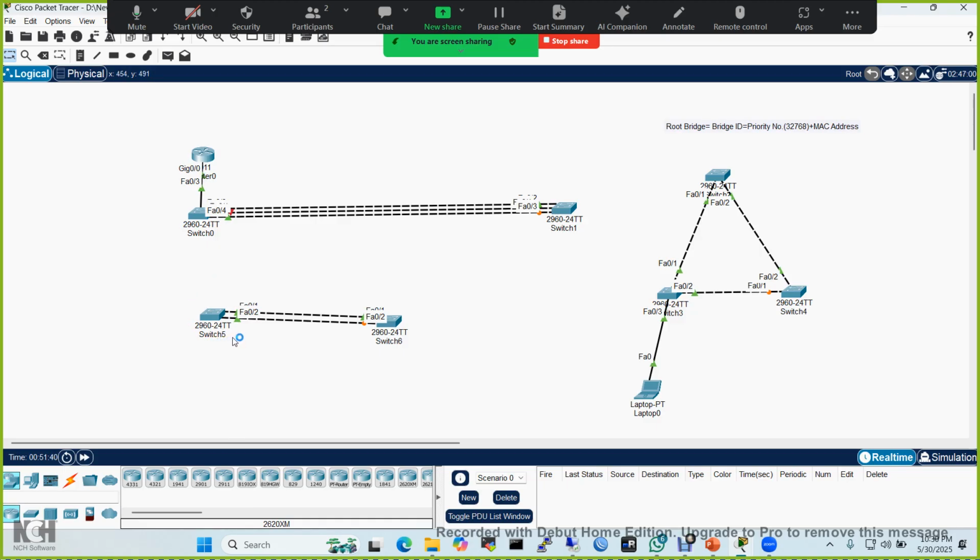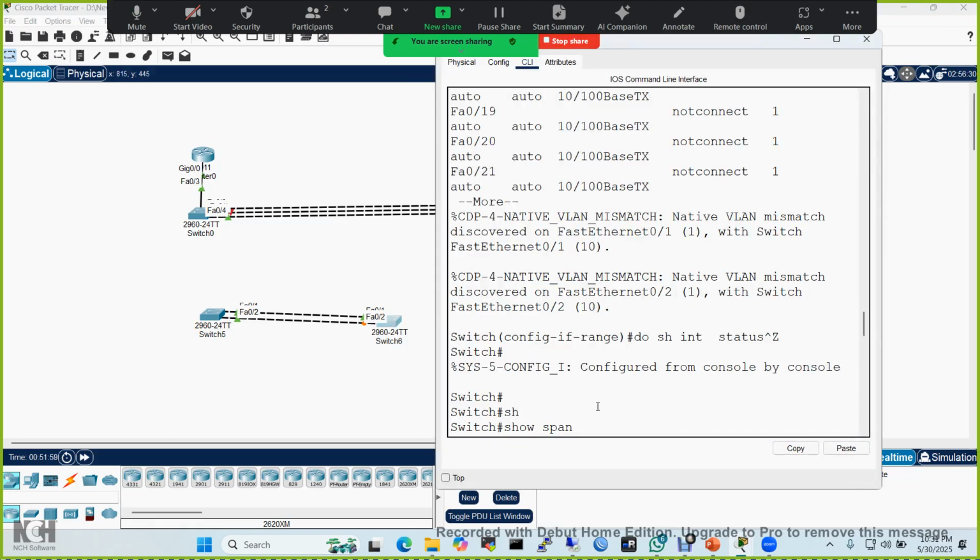Designated rule. And for this switch, there is a port. All the non-root switches must have a root rule port for going to the root bridge with the lowest cost, isn't it? Yes. We can check.